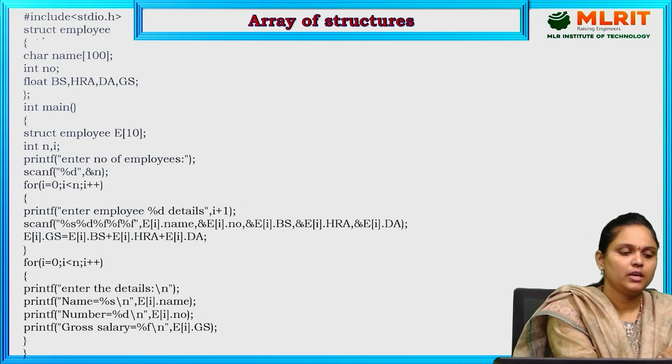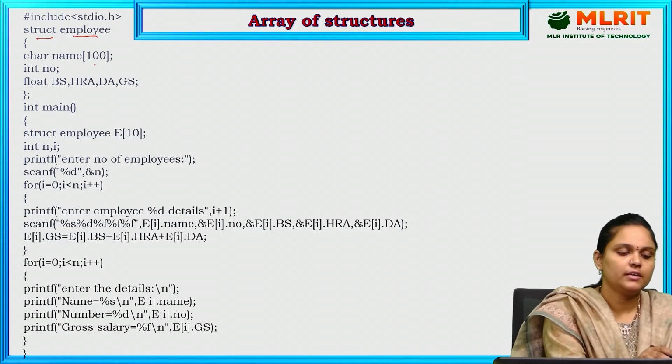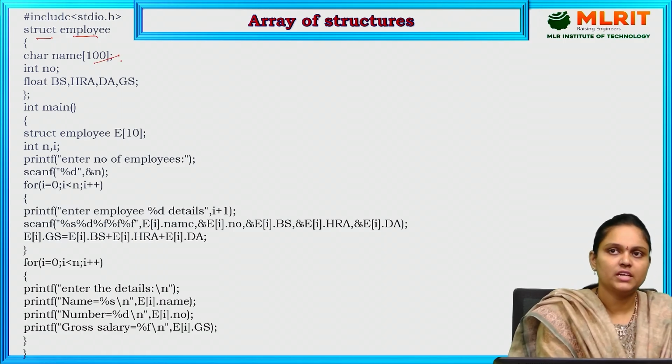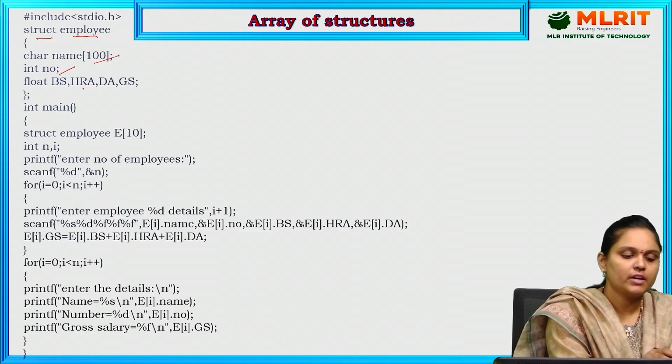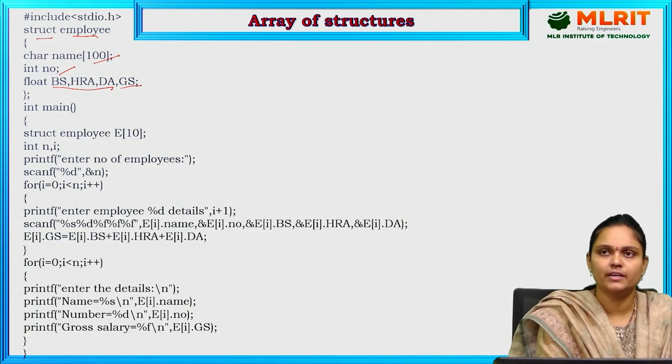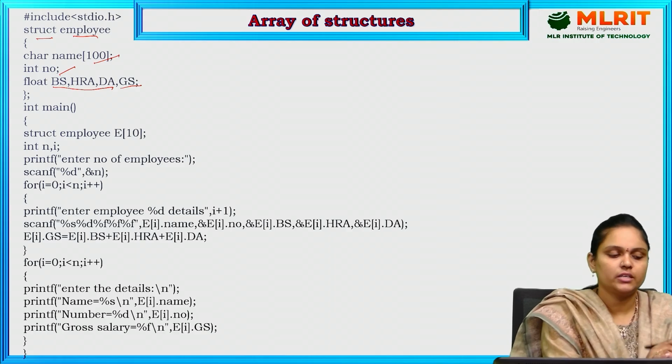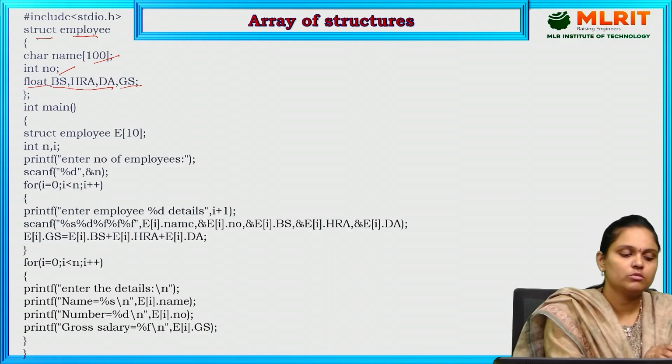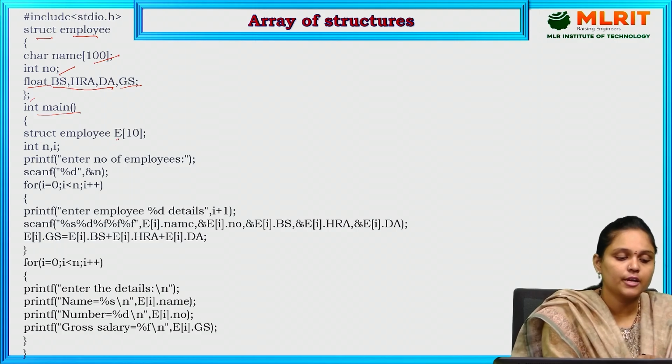So struct employee is the name of the structure, and name is a member of that structure. Number is nothing but the employee ID, and we are finding the gross salary, which is the addition of basic salary, HRA and DA. All these variables are of type float, and we close the structure with a semicolon. Inside the main function we are declaring the array of structures.